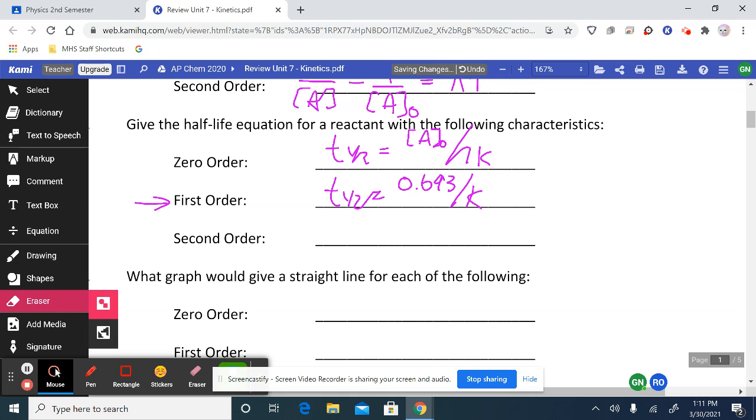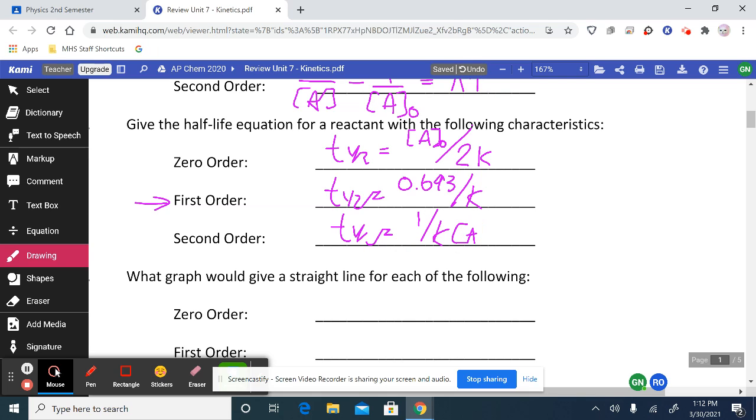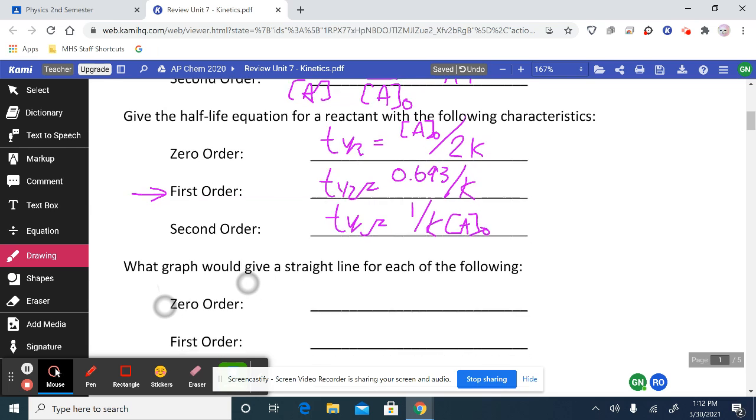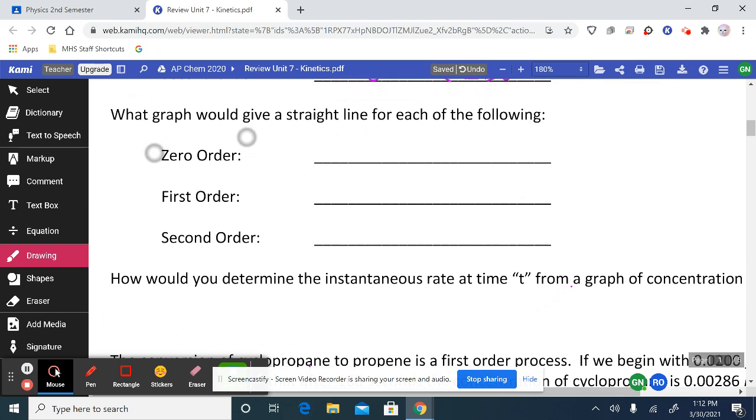Oh, that's really messy. Here we go. For our second order half-life problems, we have T sub 1/2 equal to 1 over K times the initial concentration of A. Okay. What graph would give you a straight line for each of the following? If we plot for a 0 order reaction, concentration of A versus time, it gives us a linear graph.